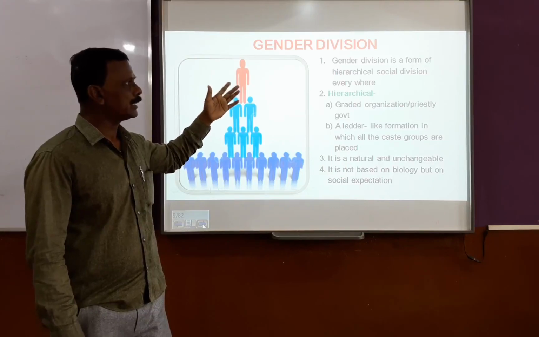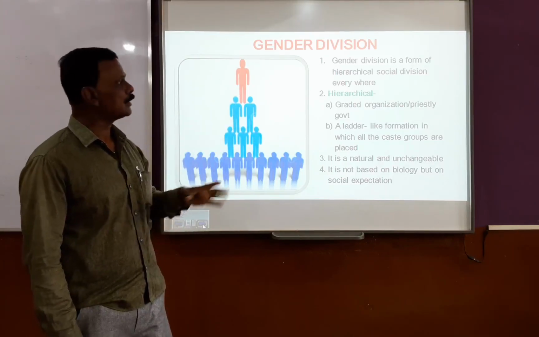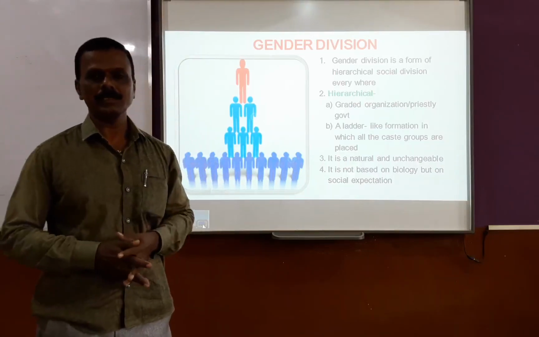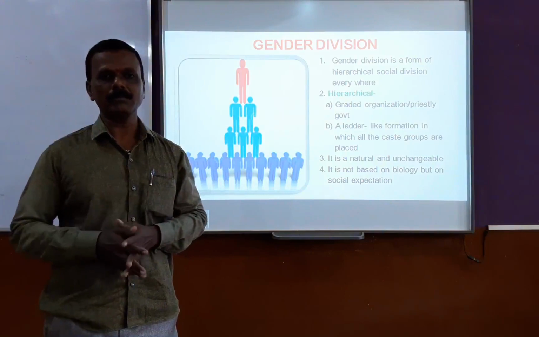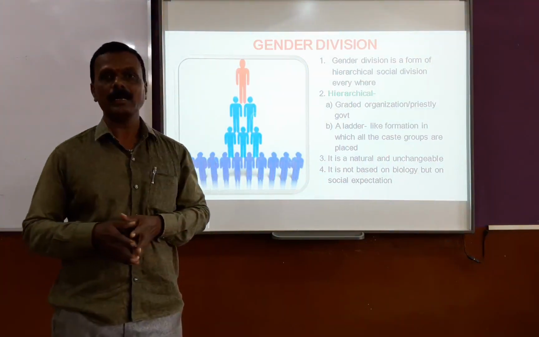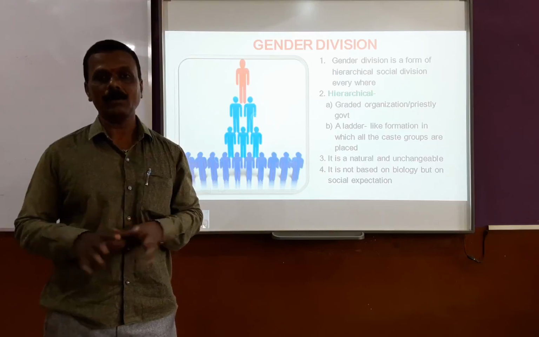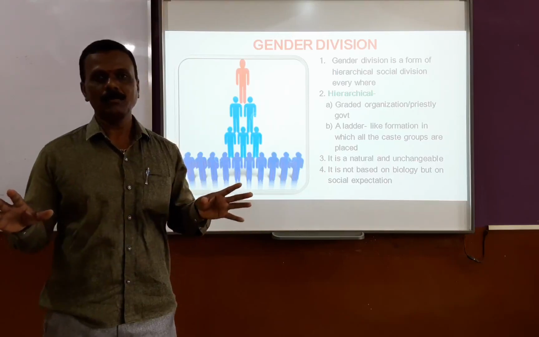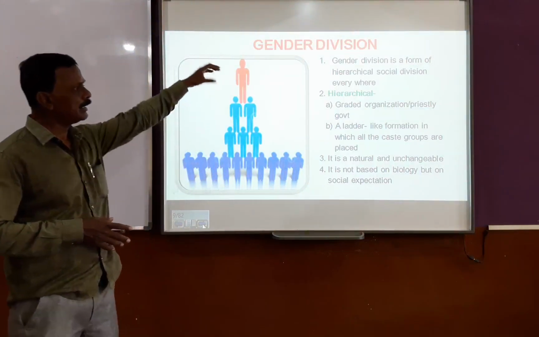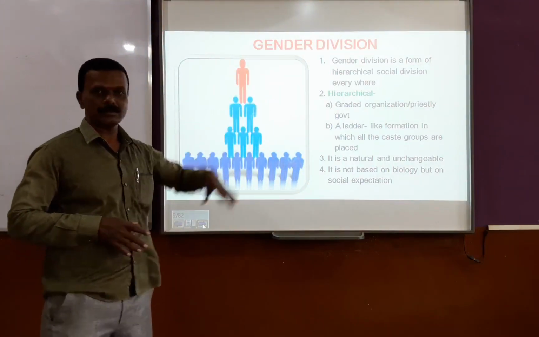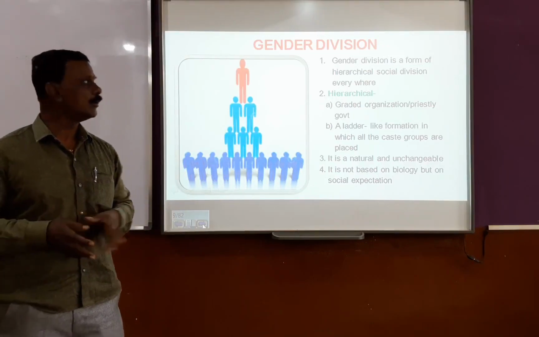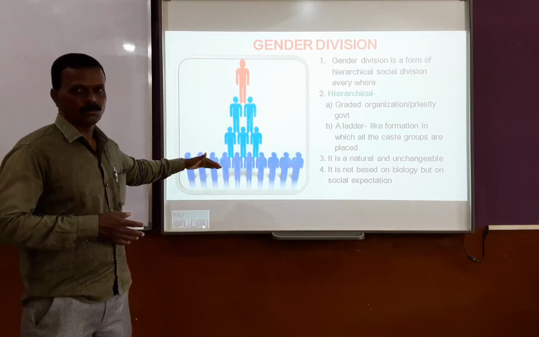What is hierarchical social division? Hierarchical social division means a grading organization, and it is also called a ladder-like formation in which all caste groups were placed. I told this already. Grading organization means what? Grading of authorities from a higher level to a lower level.